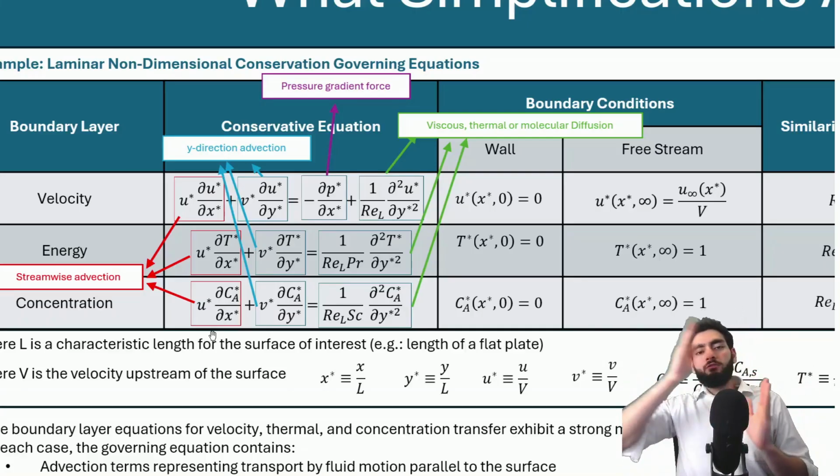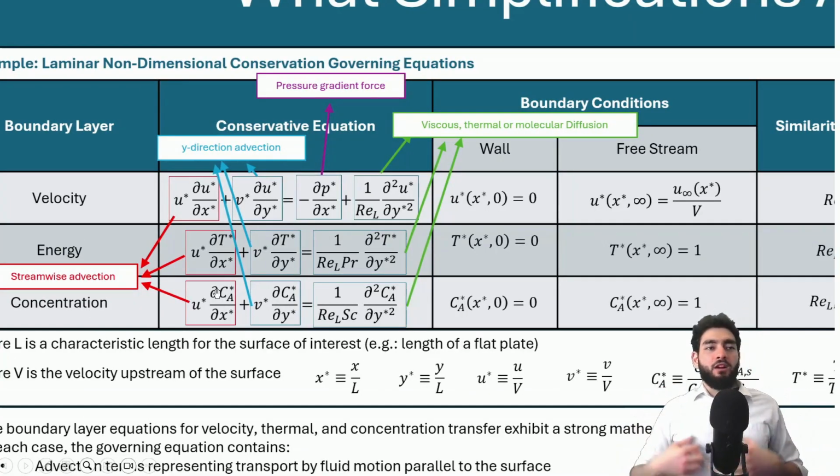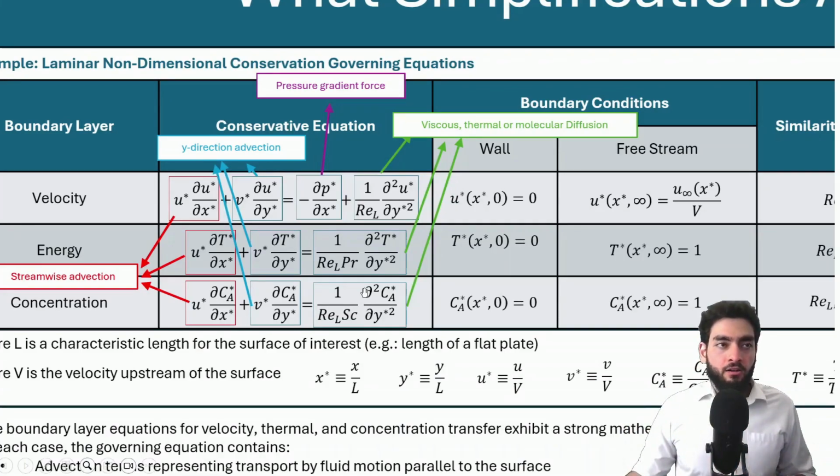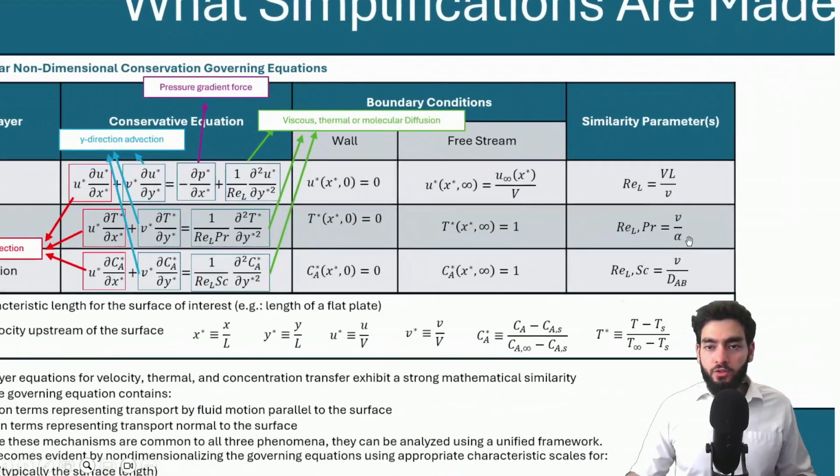And then if you look at the right-hand side of the equation for the thermal energy and the concentration, you're going to see that they are very similar. In fact, they are almost identical, except the only difference is the energy equation has Prandtl and the concentration equation has Schmidt. And Prandtl and Schmidt are both dimensionless numbers that I'm going to introduce to you.